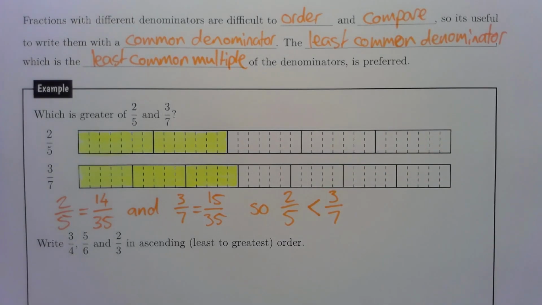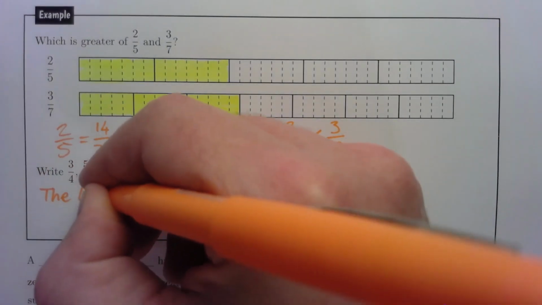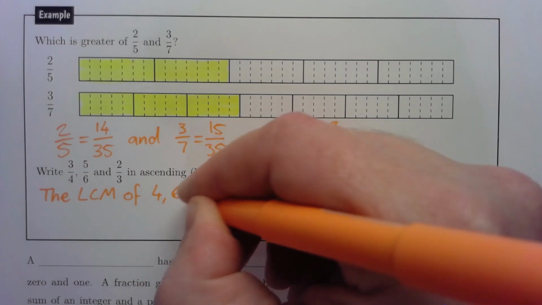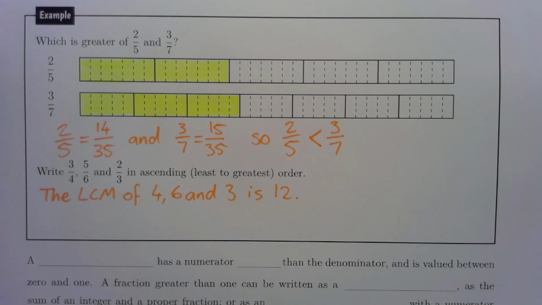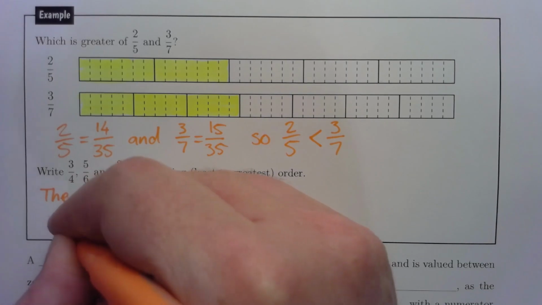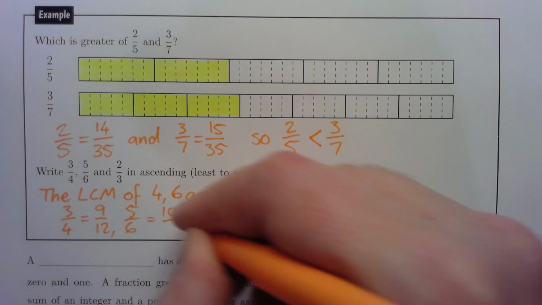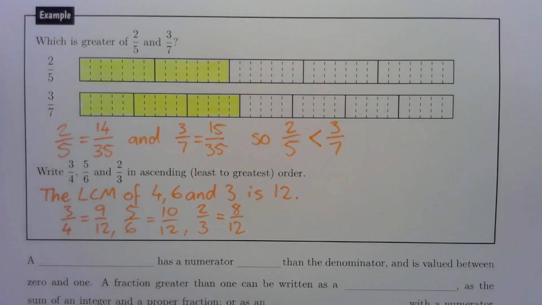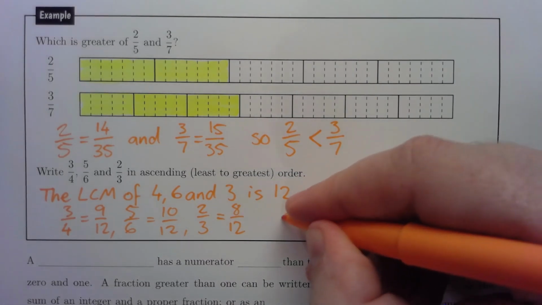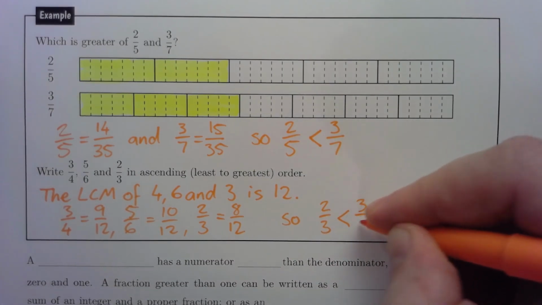If we want to order three fractions, such as 3/4, 5/6, and 2/3, we need to find a common denominator for all of them. Well, the smallest number that's a multiple of 4, 6, and 3 is 12. So we can write each of these fractions as a fraction with a denominator of 12, and we get 3/4 is 9/12, 5/6 is 10/12, and 2/3 is 8/12. By comparing their numerators, we have their order, and so 2/3 is less than 3/4, which is less than 5/6.